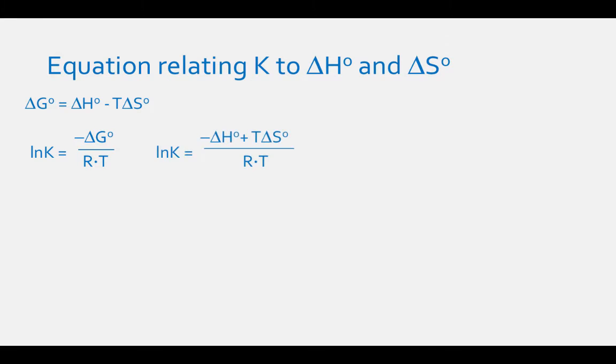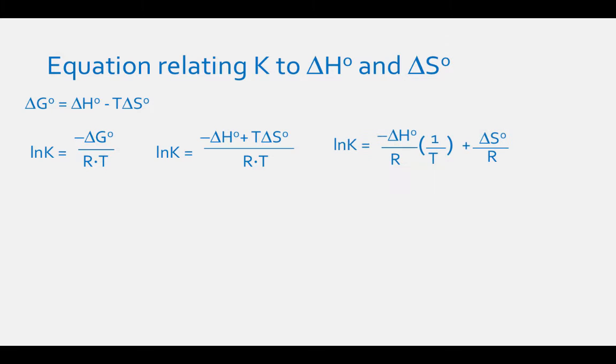Plug in the standard delta H and standard delta S equation into the K equation, and we find that the natural log of K equals negative standard delta H divided by R times T plus temperature times standard delta S divided by R times T.